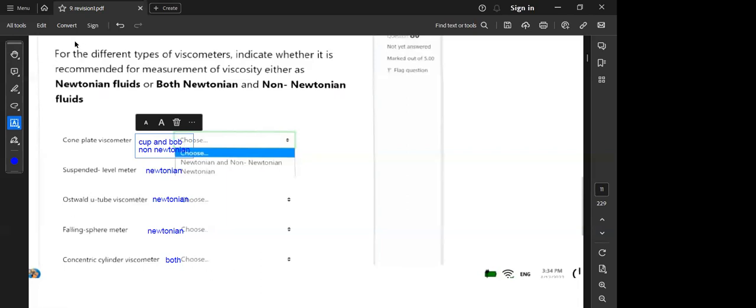Okay, according to our notes, it's saying cone and plate is used for non-Newtonian, and there's also the cup and bob viscometer that is used for non-Newtonian. For both, we only have the concentric cylinder. Maybe somebody can correct us, but that's according to our notes.